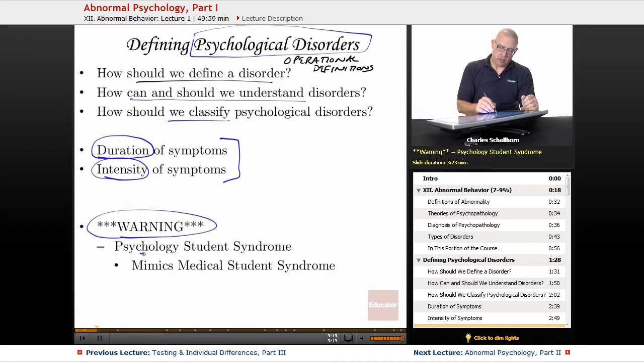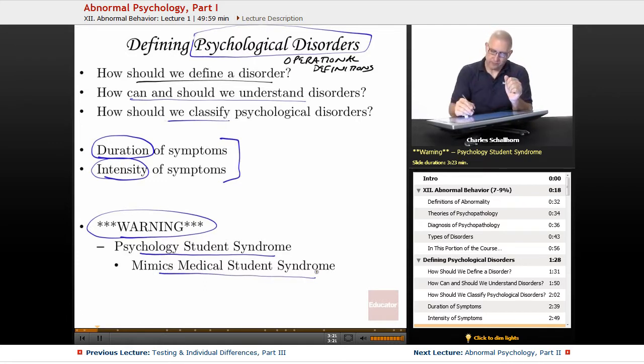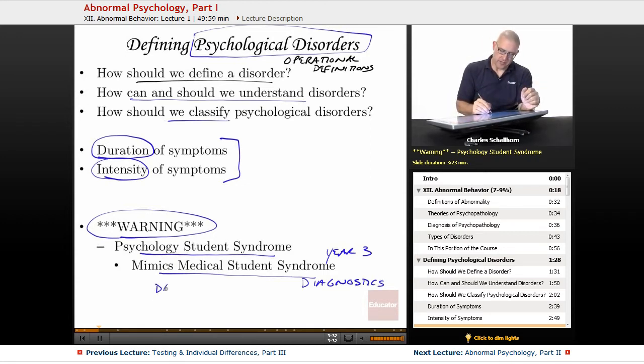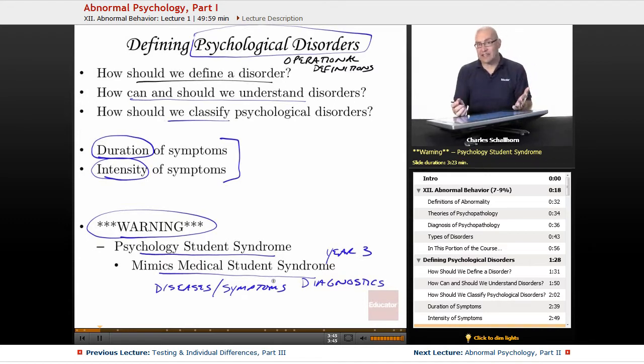But I must give you a warning before we delve any further. You may engage in what is called psychology student syndrome, and that mimics medical student syndrome. See, the third year of med school is when they do diagnostics. When they do diagnostics, that's where they get all the diseases and all the symptoms. And they have to memorize all those. And so year 3 med students oftentimes will become hypochondriacs. They will think that they are getting these diseases. They're not, but they think they are.